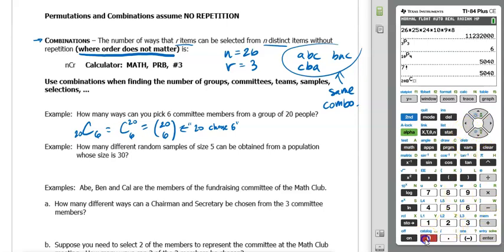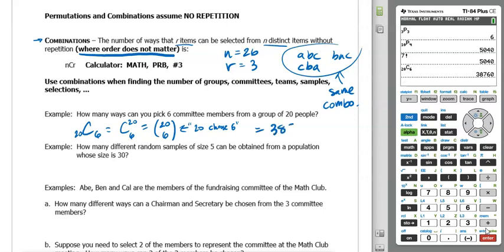And if we do 20 choose 6, there are 38,760 ways to do that one.